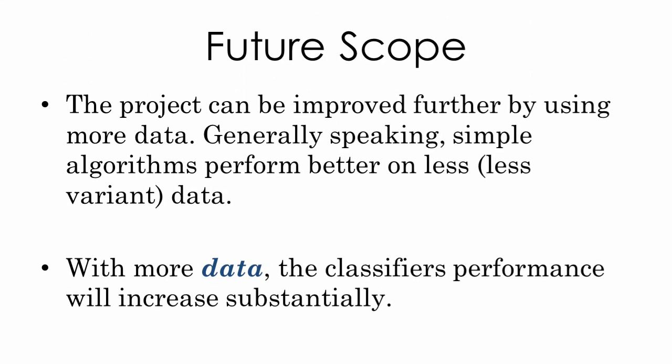In the future, this project can be improved further by using more data. Generally speaking, simple algorithms perform better on less variant data. With more data, the performance will increase substantially. A complete, production quality classifier will incorporate many different features beyond the vectors corresponding to the words in the text.